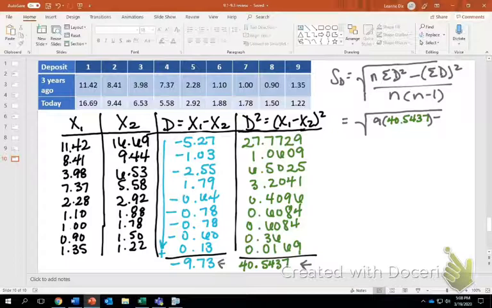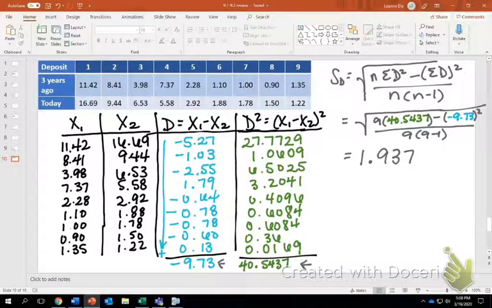The summation of d is that blue. So I'm going to use parentheses, negative 9.73. Oops. And I'm squaring it. All of that over 9 times 9 minus 1. If I use a calculator, I'm just going to use that because that makes my life so much easier. You should get an answer of 1.937.